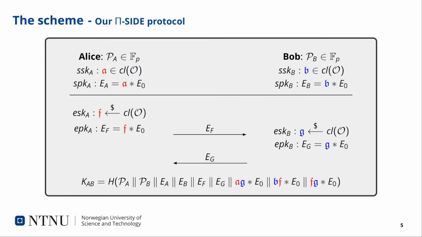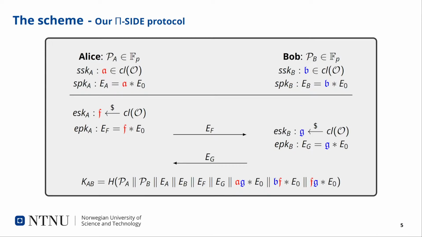The result is the following. Let's focus on Alice's side. The long-term secret key is A, which is an element of the ideal class group. The long-term public key is the Montgomery coefficient of EA, which is the result of the action of A on the elliptic curve E0, which is fixed for everyone.